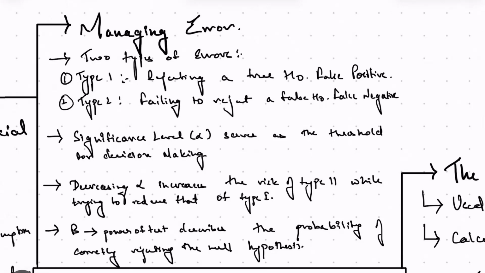There is an inherent trade-off between these two errors. Decreasing alpha to reduce the risk of type 1 error necessarily increases the risk of type 2 error, beta. The only way to reduce both simultaneously is to increase the sample size. The complement of beta, which is 1 minus beta, is known as the power of the test. It represents the probability of correctly rejecting a false null hypothesis, that is, correctly identifying a real effect. A test with higher power is more desirable.